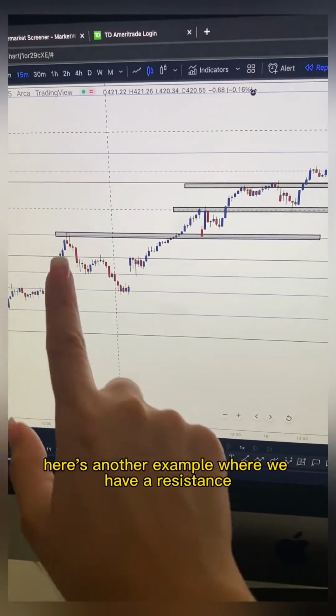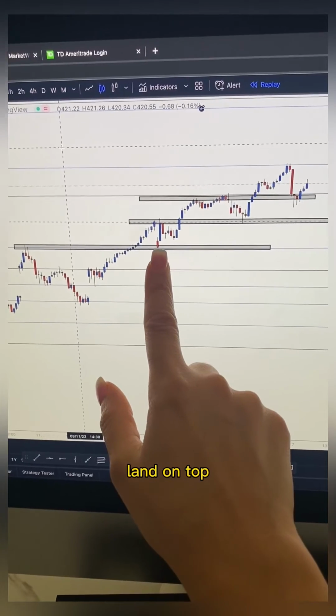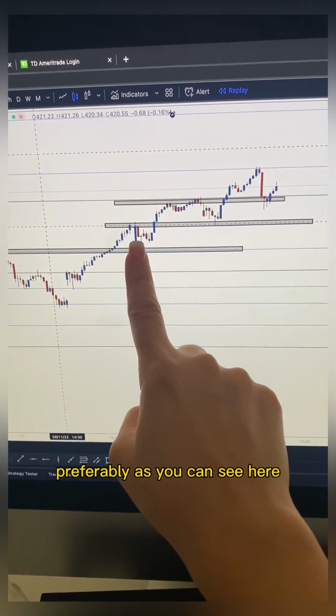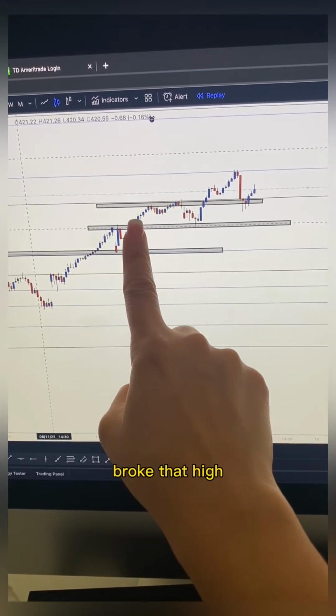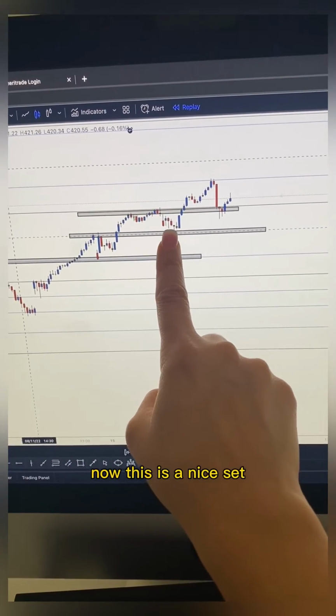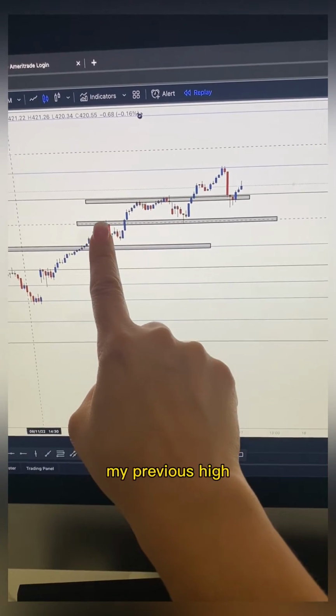Here's another example where we have a resistance. We're waiting for price action to close above, land on top. Now, I like to have a 1 to 2 candle confirmation, preferably. As you can see here, it kind of just danced around. But again, previous high, broke that high with this candle, came back, landed on top. Now, this is a nice setup. I like this because I have at least 2 candles confirming my previous high.